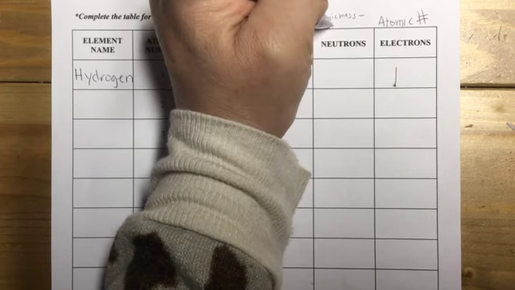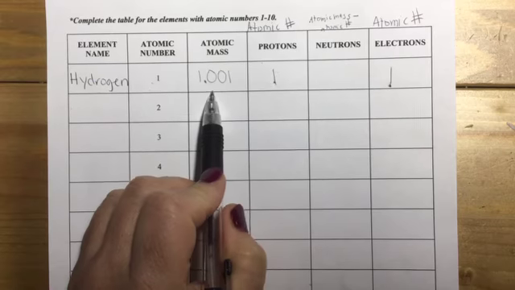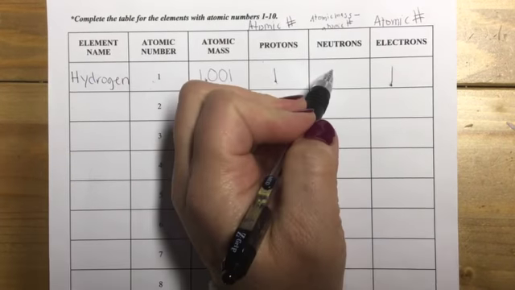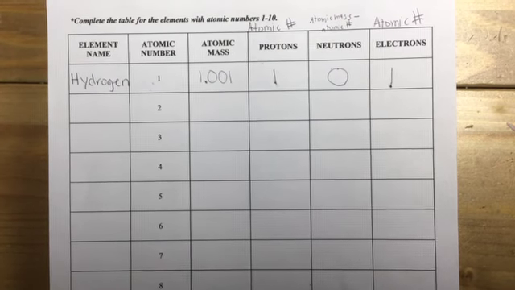Now, if we look for the neutrons, it's the atomic mass, all right, minus the atomic number. So in this case, it's 1 minus 1. You can round this, okay? Which is what? 0. Excellent. All right. So in this case, a normal hydrogen atom has 0 neutrons. Whoa, cool, right?